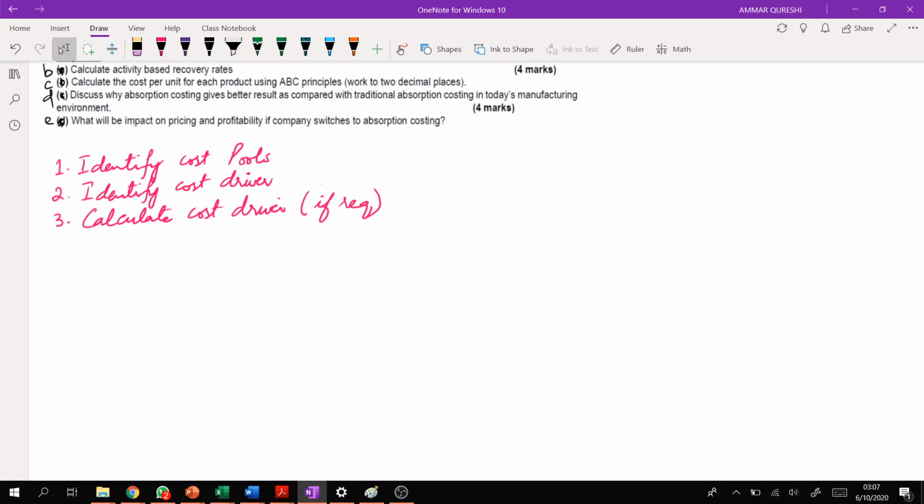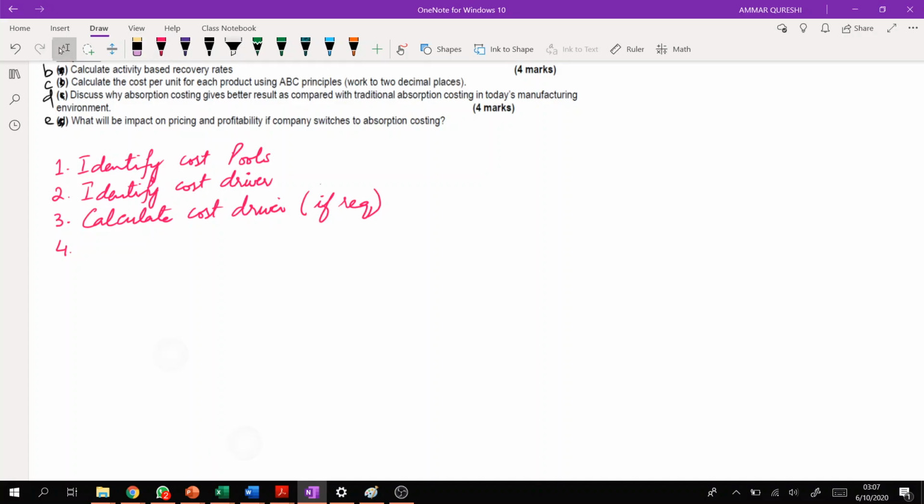For example, in case of quality related costs, they can be distributed on the basis of number of inspections, but if the number of inspections is not given in the question, you have to calculate it, right? So in case any cost driver is missing in the question, you have to calculate that, right? In the majority of cases it's given in the question, but in one or two cases, you have to calculate that, right? Then what is the fourth step?